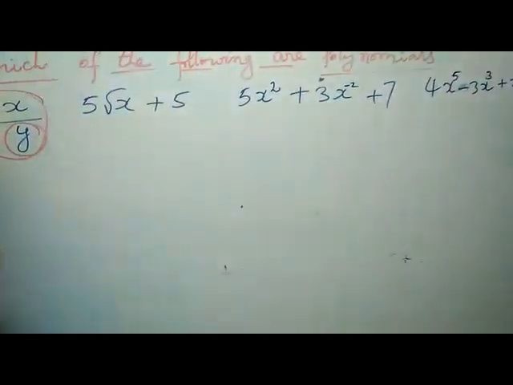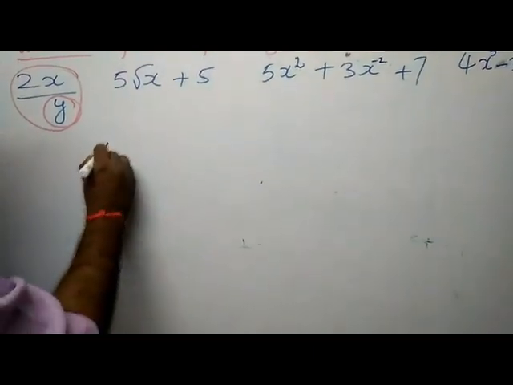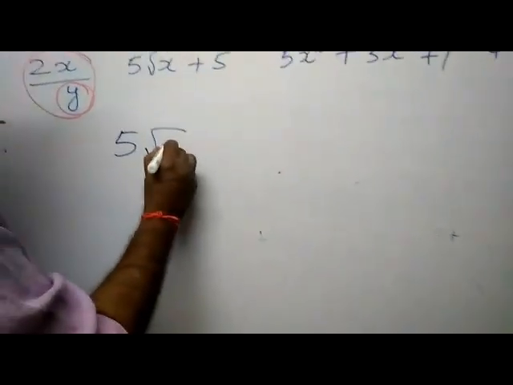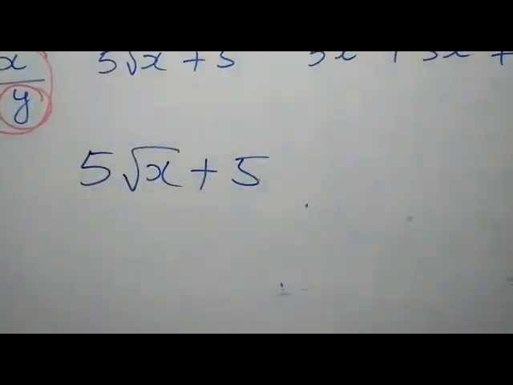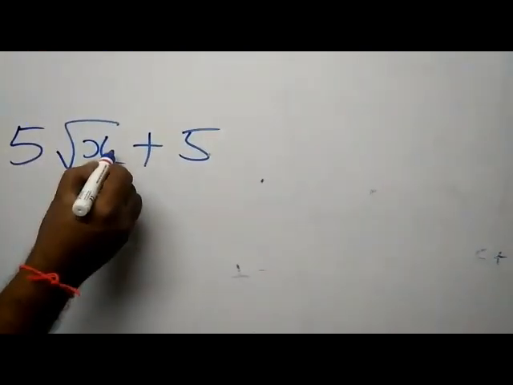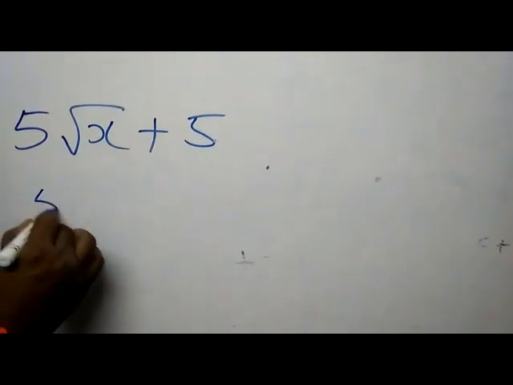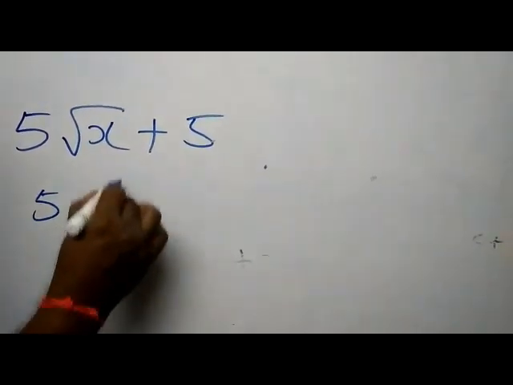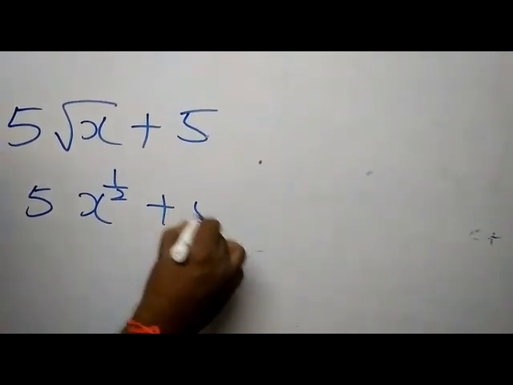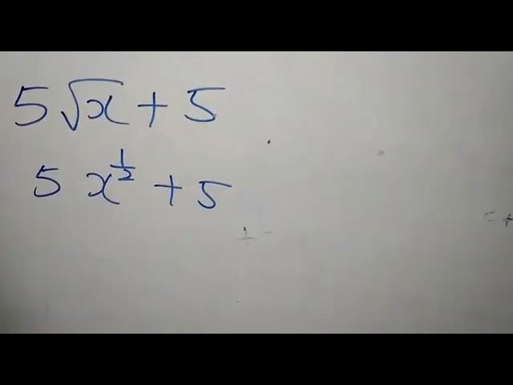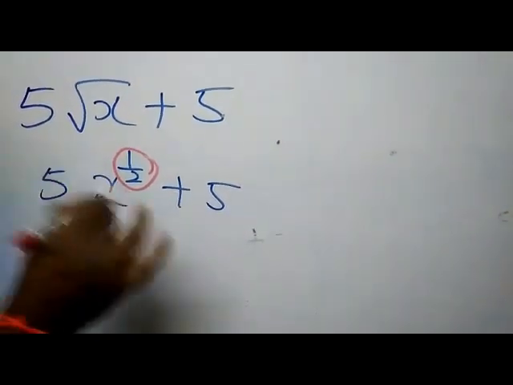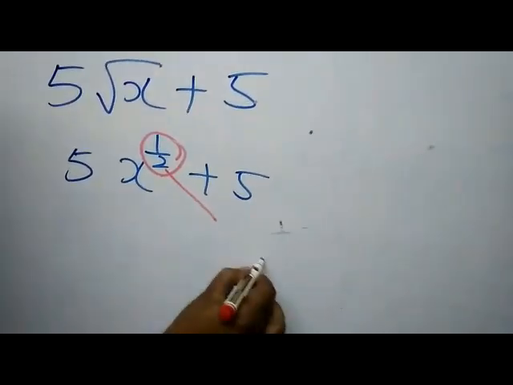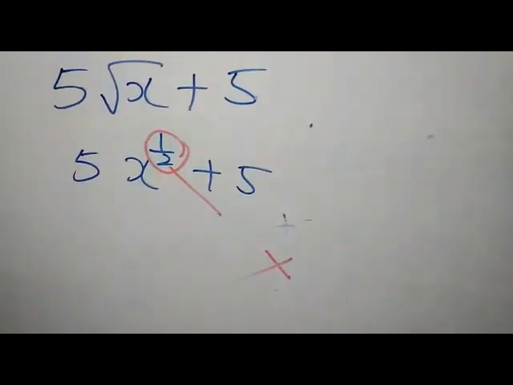Second one, 5 into root x plus 5. It is also not a polynomial. Why? Because what is the power of the variable? This is nothing but 5 into x to the power of 1 by 2 plus 5. Root x is nothing but x to the power of 1 by 2. Here 1 by 2 is not a whole number. That's why it is also not a polynomial.